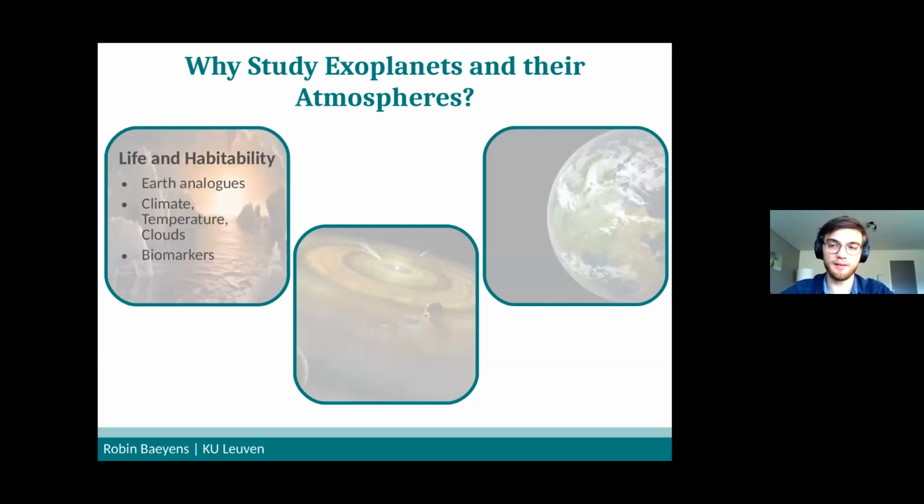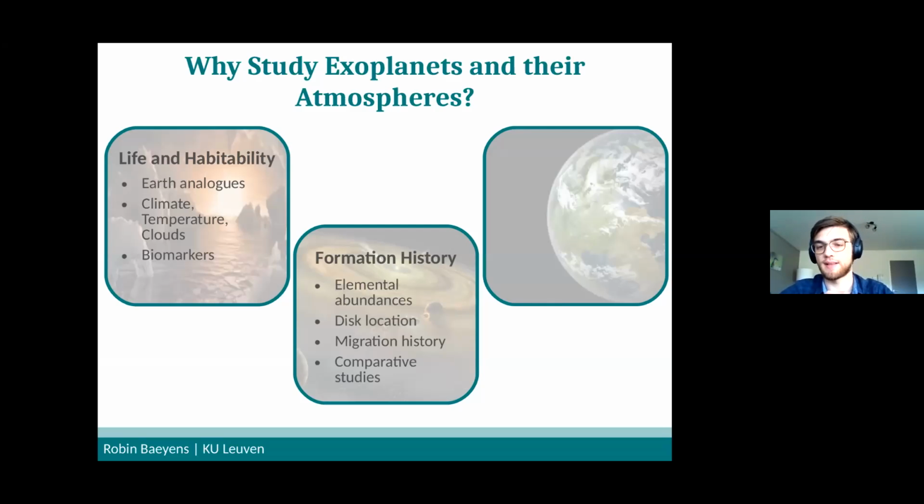A second reason is to research the formation history of planetary systems, because the atmosphere holds chemical, compositional information. The composition of planets is linked to how they formed, what material they accreted when they were in the protoplanetary disk, and this is linked to the mechanisms by which they formed. So understanding the atmospheric composition can also lead to understanding of the formation of these planets, the migration history, and the timescales at which this can happen.